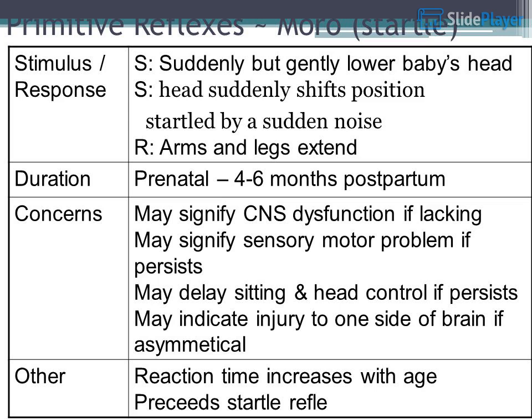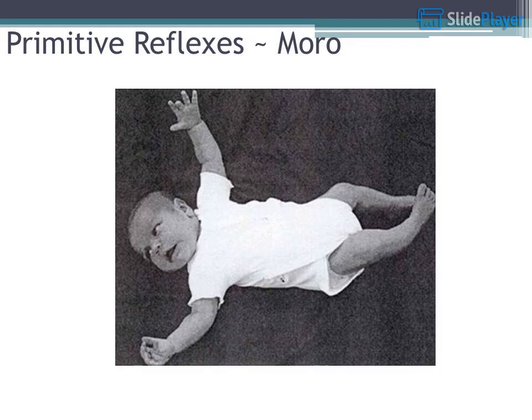Concerns: may signify CNS dysfunction if lacking. May signify a sensory motor problem if it persists. May delay sitting and head control if it persists. May indicate injury to one side of the brain if asymmetrical. Other: reaction time increases with age, and it precedes the startle reflex. Primitive reflexes: Moro.